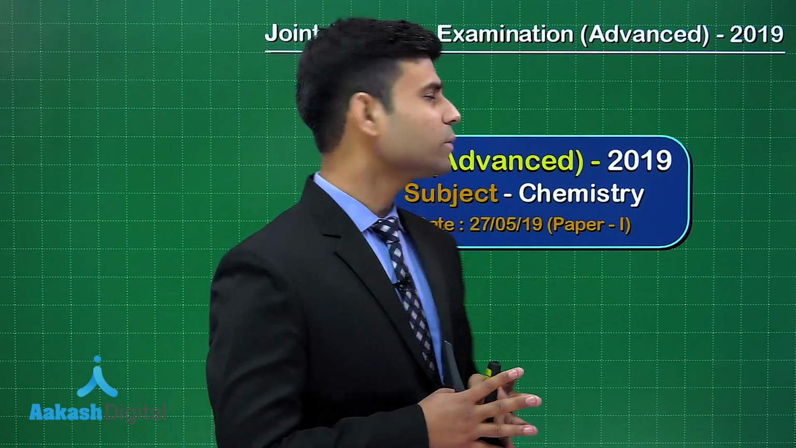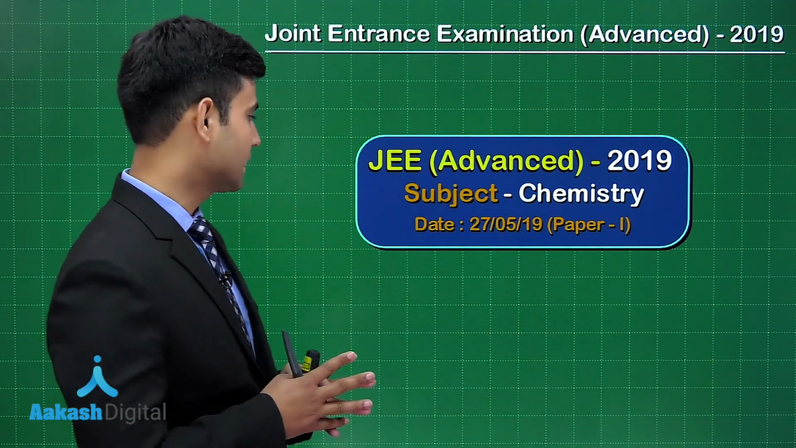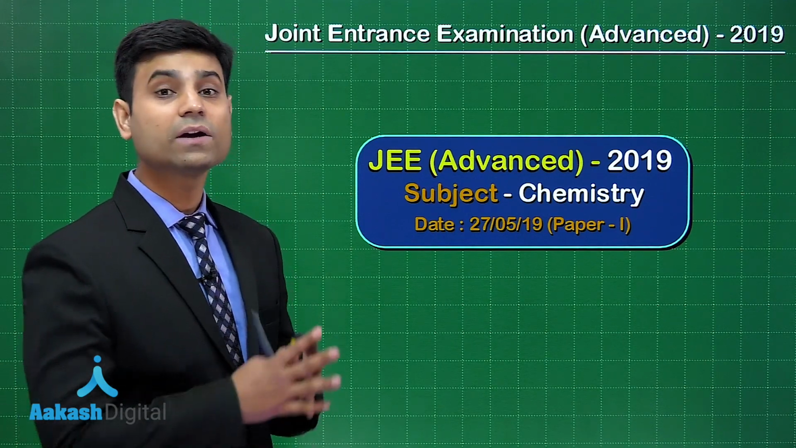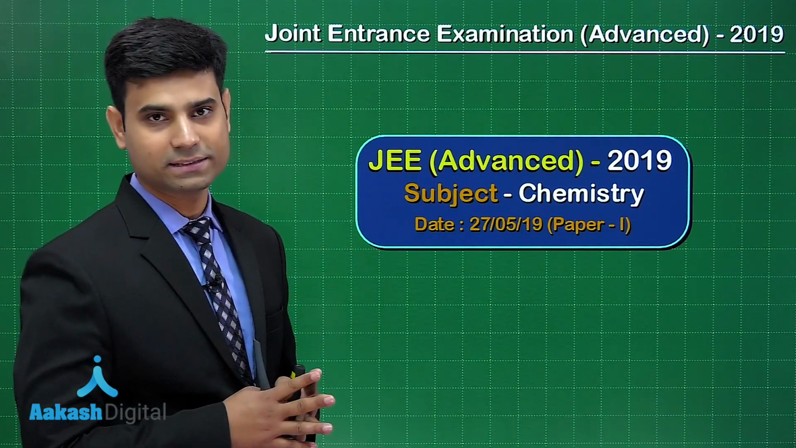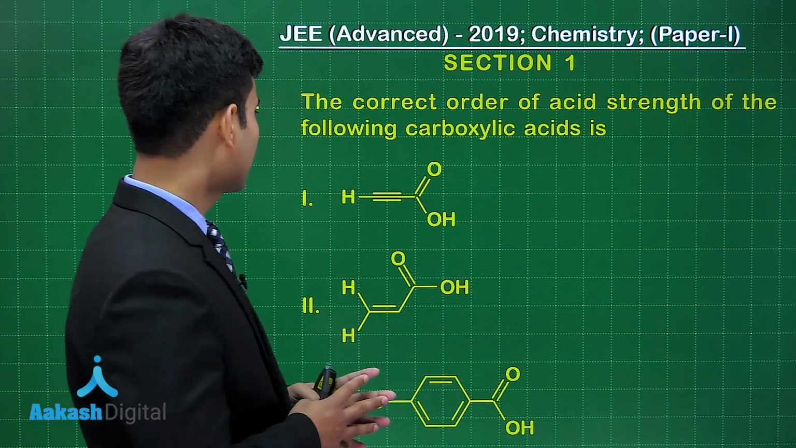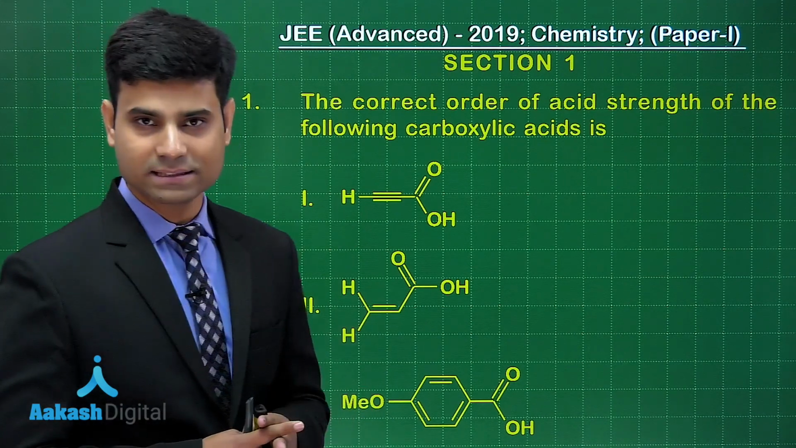In this session we are going to discuss JEE Advanced 2019. I have chemistry paper 1 with me. Let's discuss the first question of section 1. This is the first question we have. It says the correct order of acidic strength of the following carboxylic acids is.